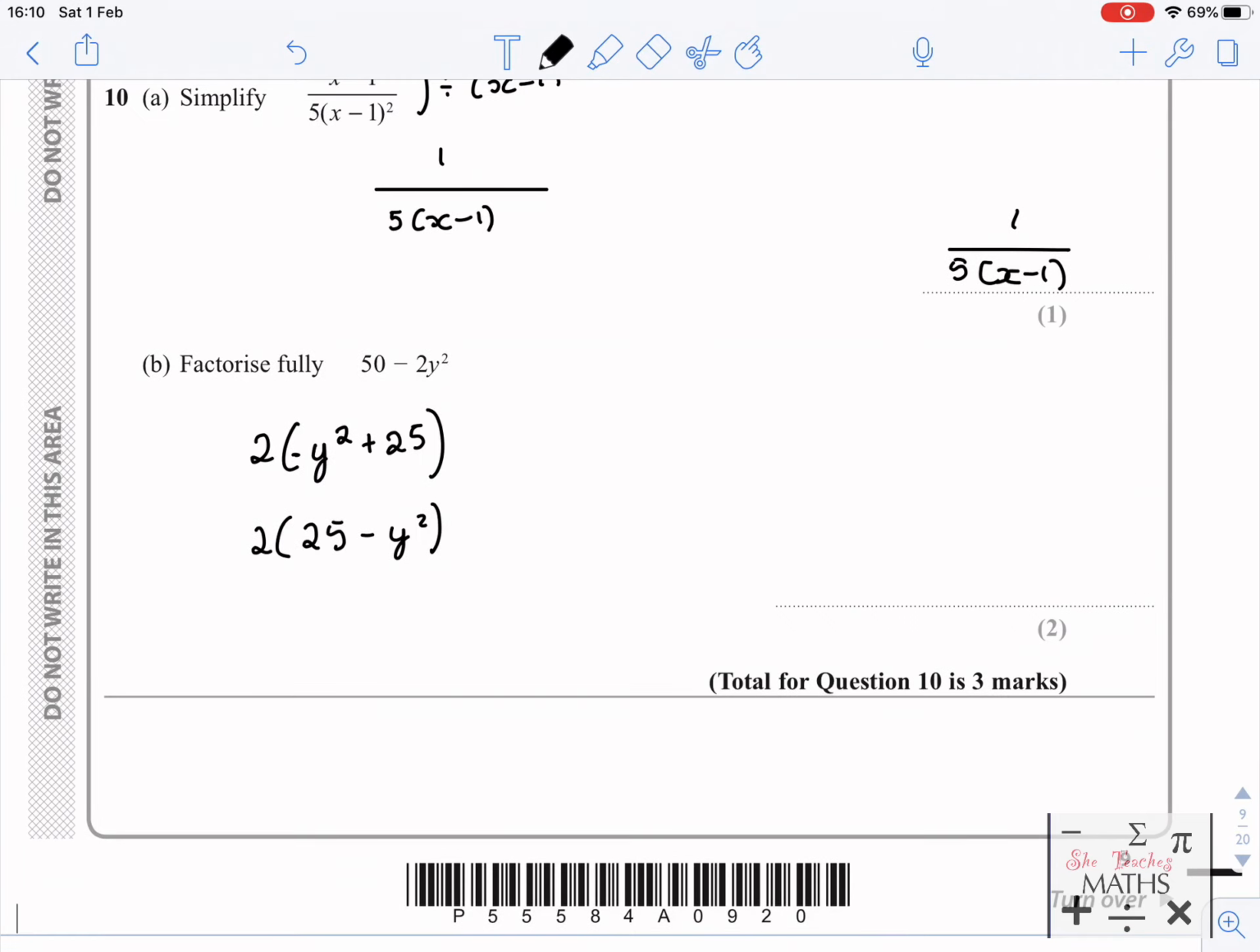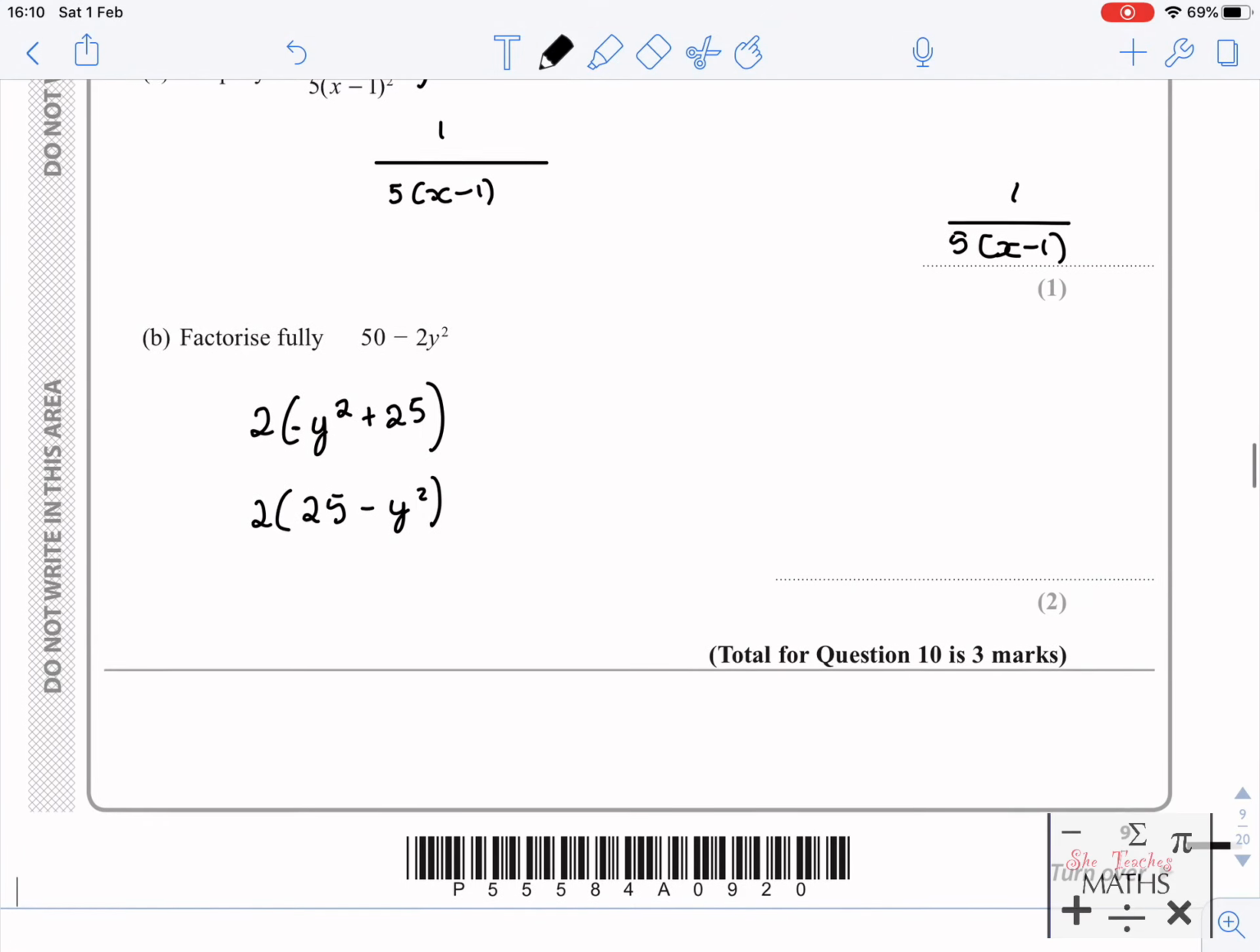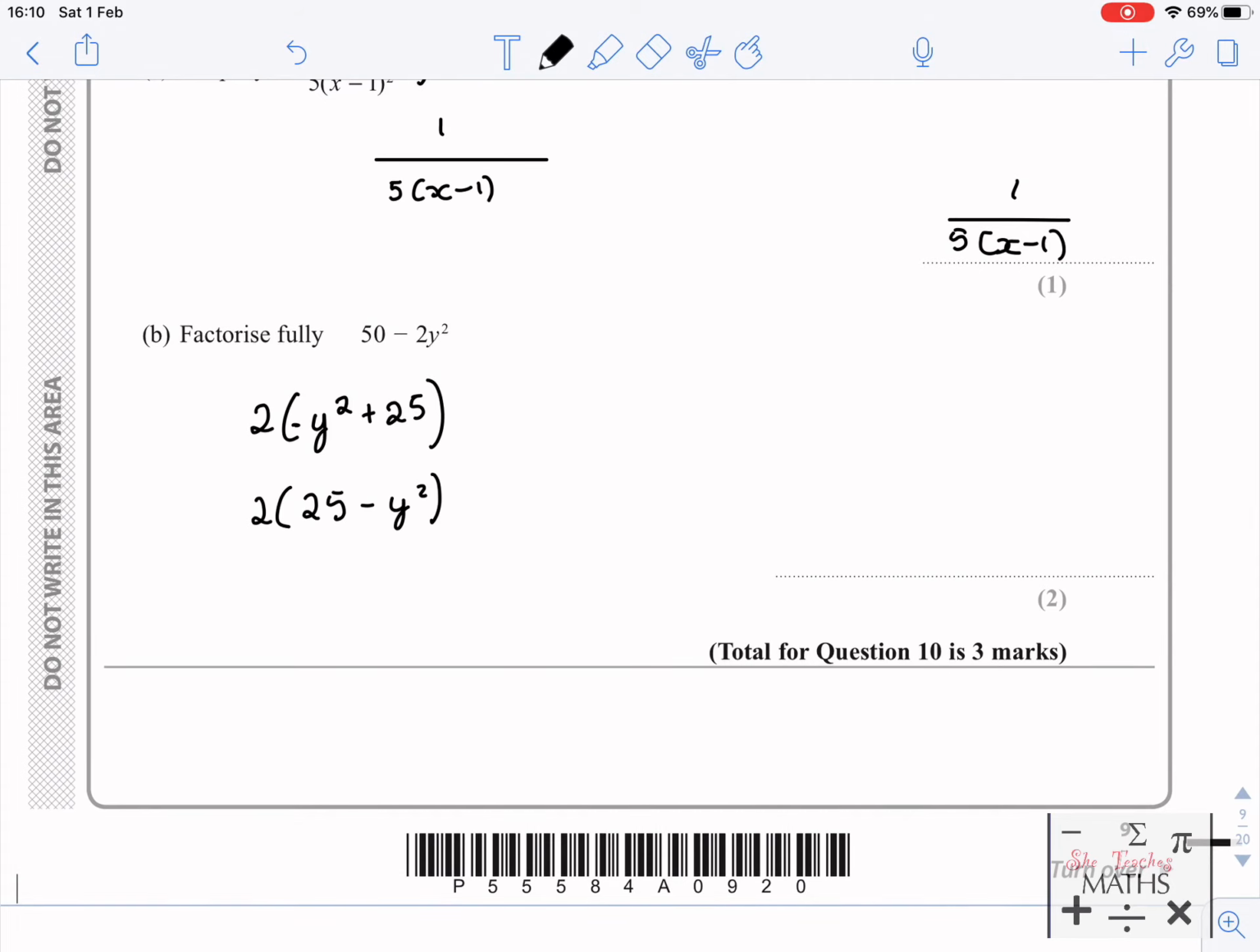So as you can see, 25 minus y squared is the difference of 2 squares. And because the y squared is negative, you've got to put in the form 2 times y plus 5, because you've got to remember the 5 stay positive because 25 is positive. And then you'll have minus y plus 5. So we'll just change the minus y and put it on the other side so it's just neater.